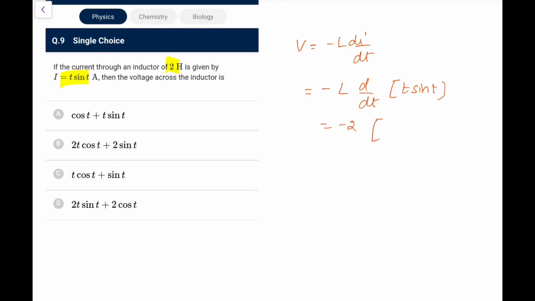Now t sin t. Taking t common, differentiating sin would be cos t. Then taking sin out, it would be 1. So the answer would be 2t cos t plus 2 sin t. Minus sign is just for polarity, so value would be 2t cos t plus 2 sin t. You can go for option B. So it is minus 2. No point in writing it here. You can directly say this is the answer.